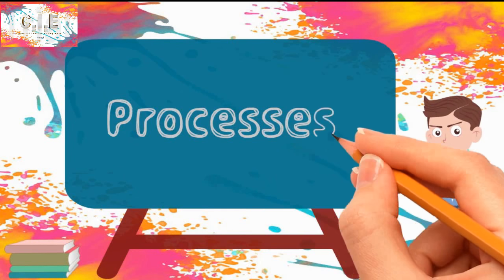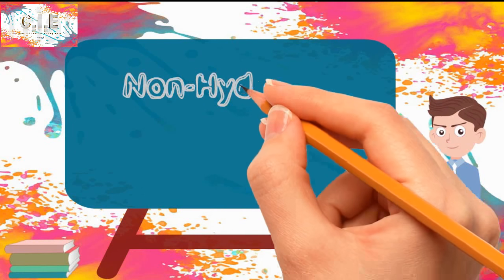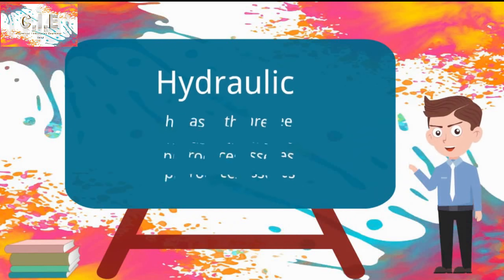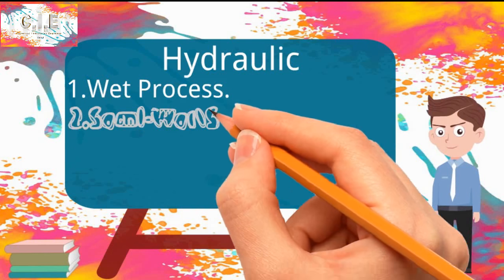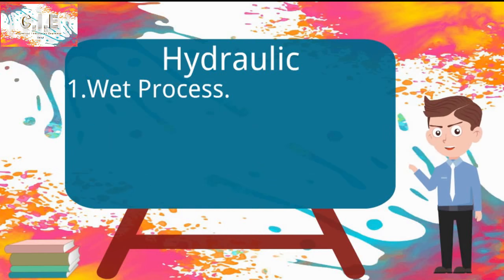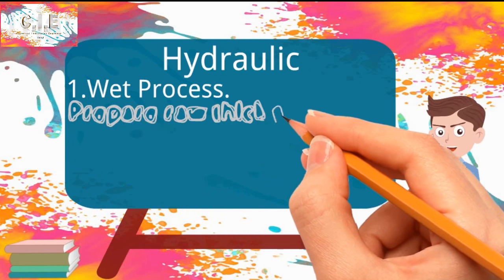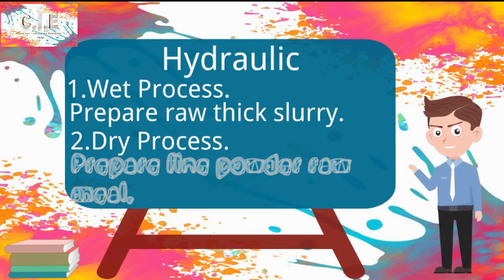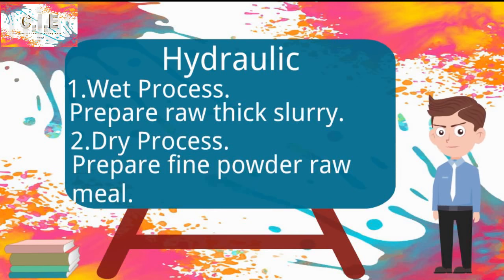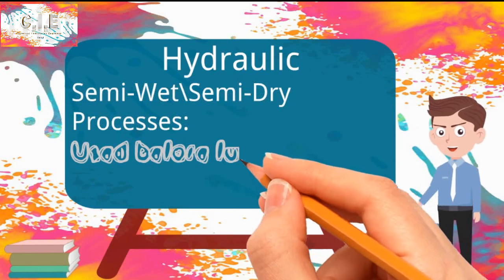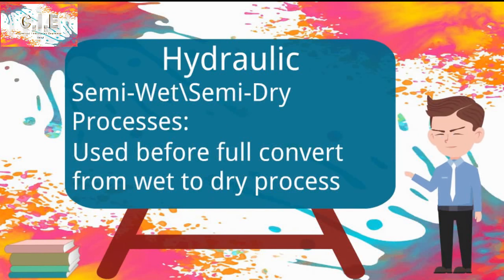And now about the process. For non-hydraulic cement, it has one process, but for hydraulic cement, it has three processes: wet process, semi-wet or semi-dry process, and dry process. In the wet process, water is added to the raw materials to form a raw thick slurry, whereas the dry process is based on the preparation of a fine powdered raw meal by raw materials grinding and drying. While semi-wet and semi-dry processes are often used as intermediate steps in the conversion to dry process.